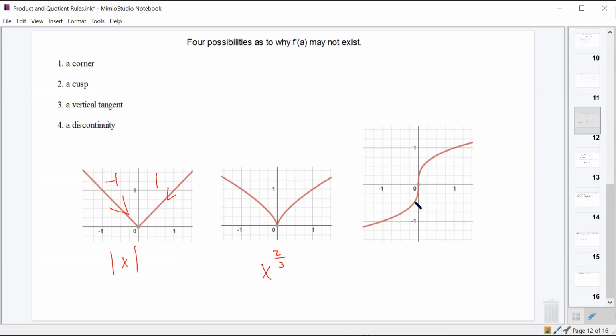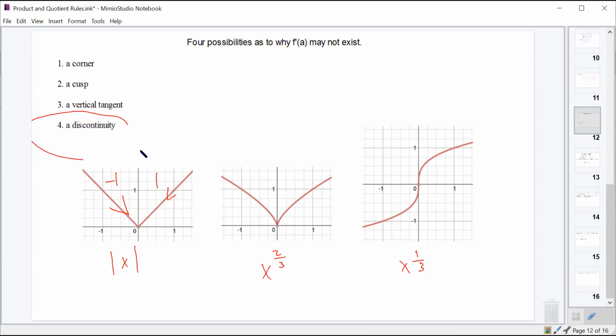A vertical tangent line occurs when the tangent line is vertical. We already talked about that one on a previous problem, right? Vertical tangent line. The derivative would be undefined there because the slope of the tangent line would be vertical. This is something like x to the 1/3 power.